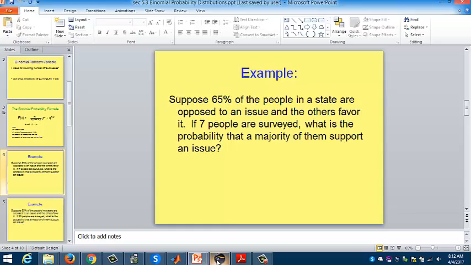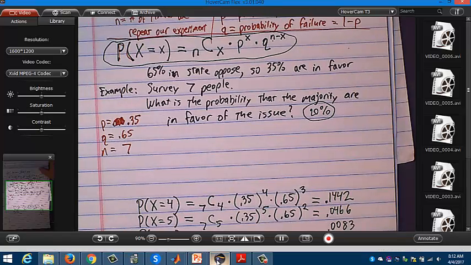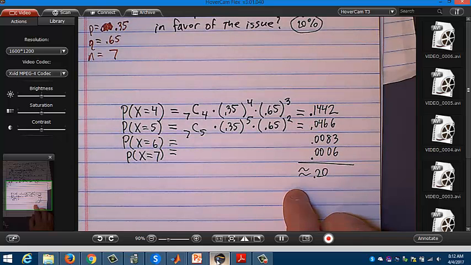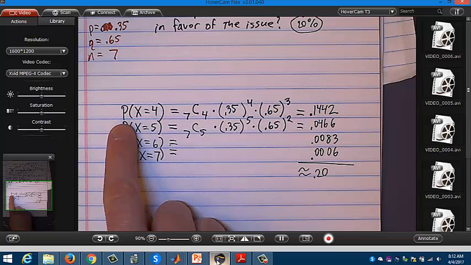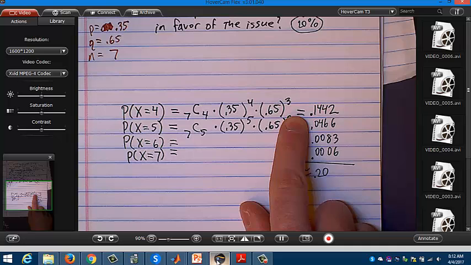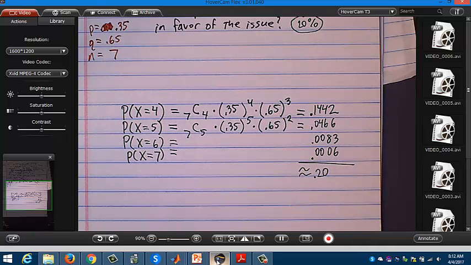So what I did yesterday was I calculated, see, we said if you're going to have the majority support the issue, I said, what's the probability of 4 being in support of the issue? You know, guys, probably I should have done this to start. Here, let me write it down.